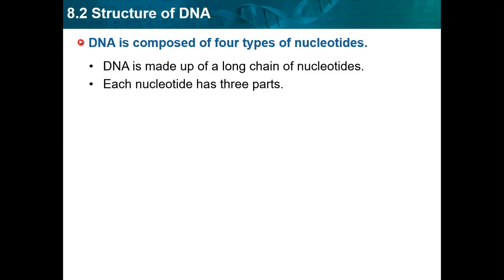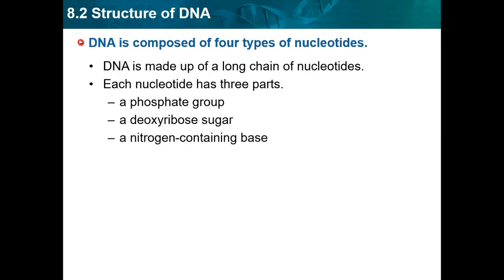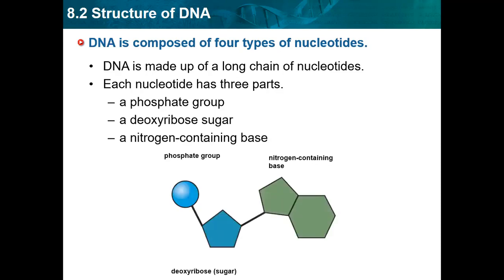Each nucleotide has 3 parts: the phosphate group, the deoxyribose sugar, and the nitrogen-containing base. These are the 3 components of every nucleotide. And remember, the nucleotide is a component of the DNA, and the nucleotide is made up of 3 parts.